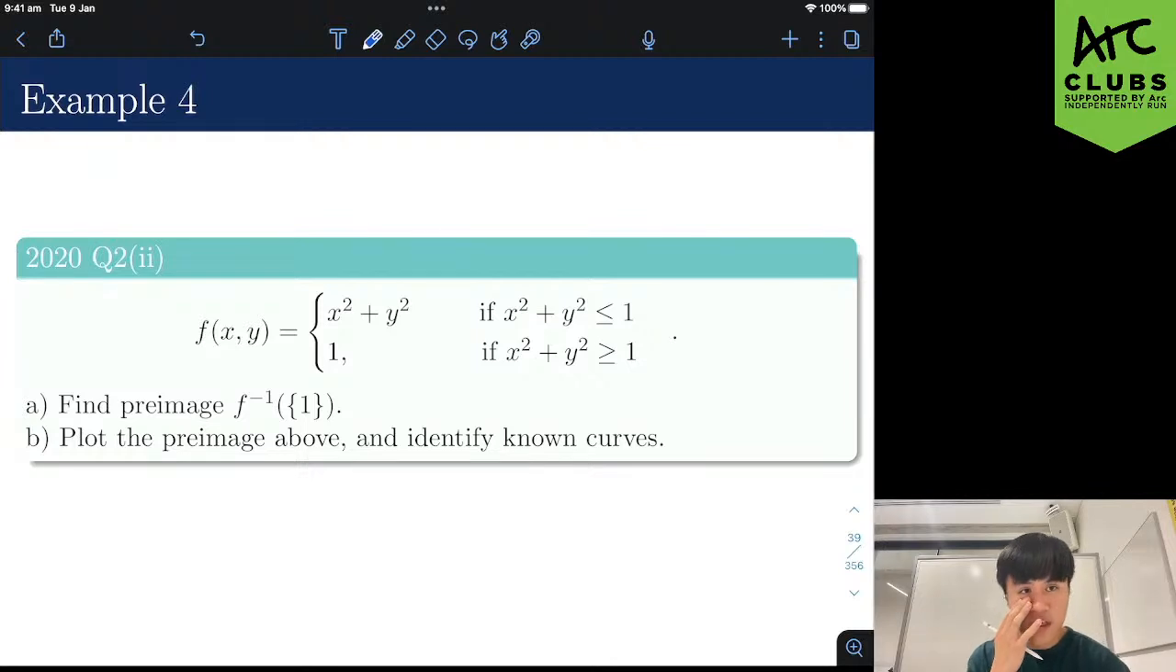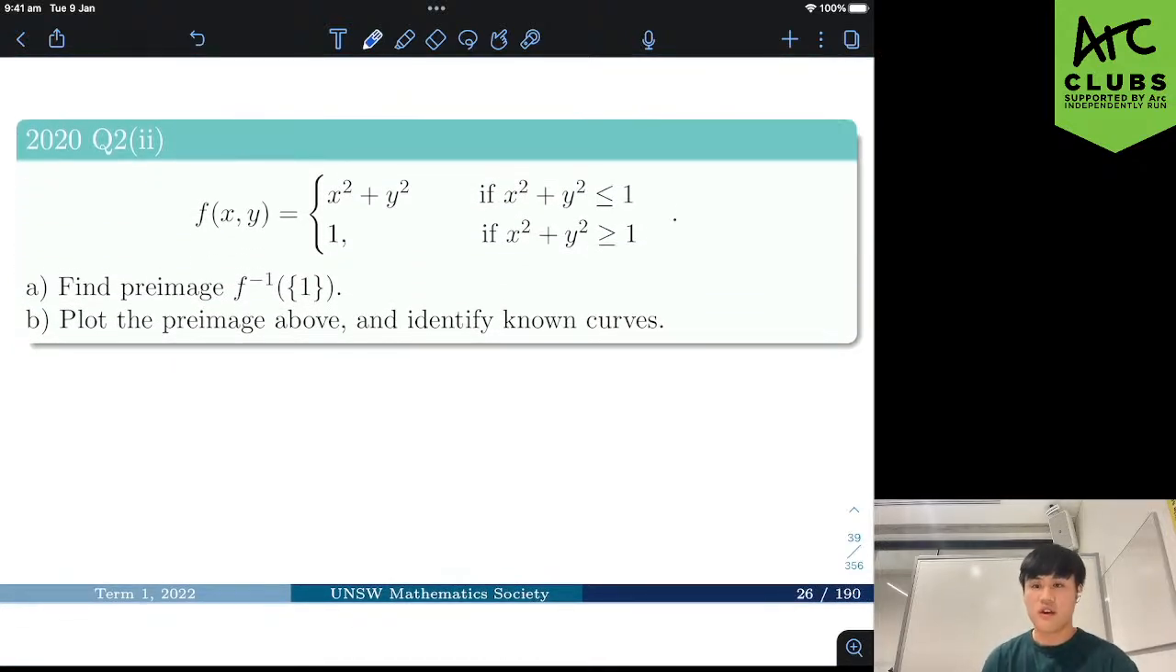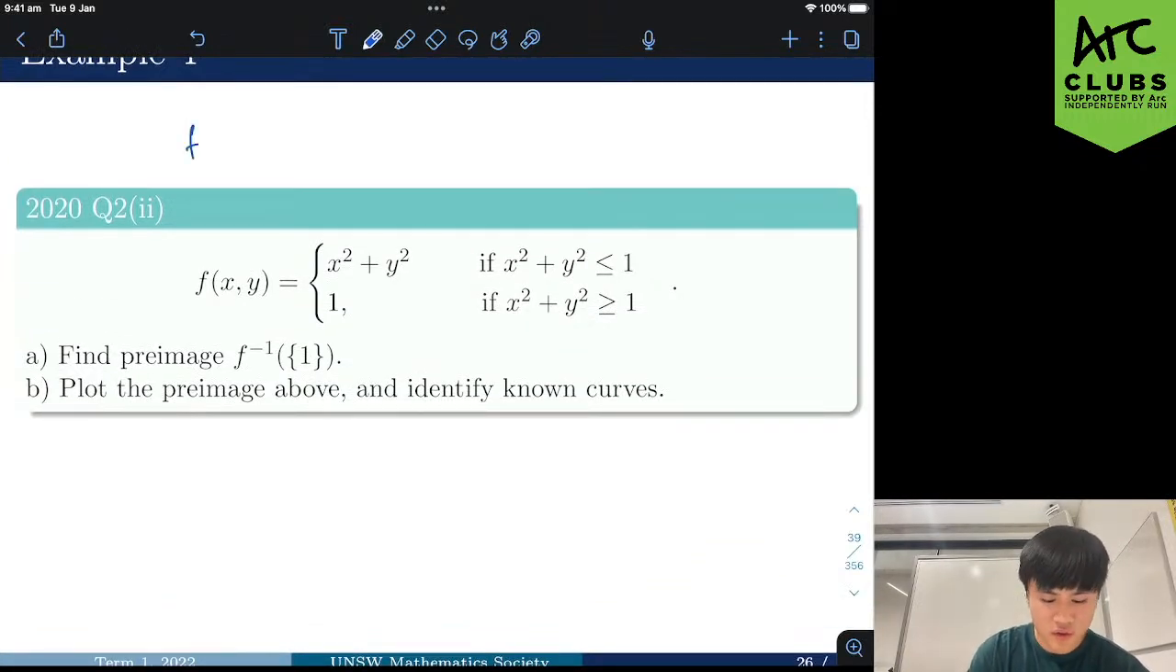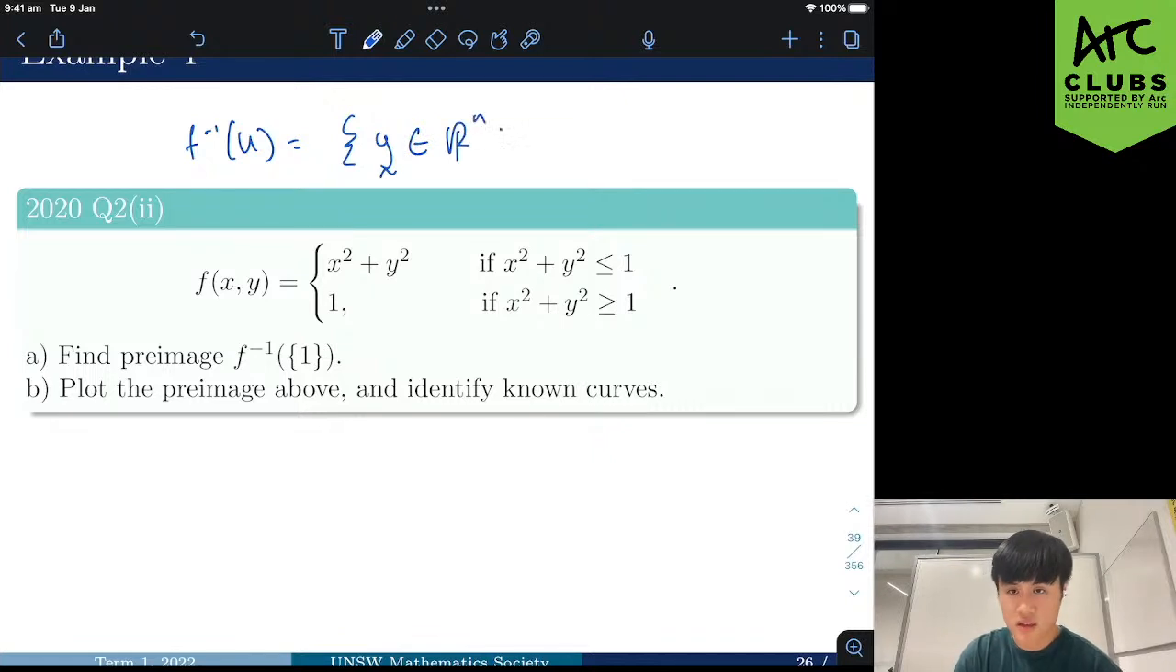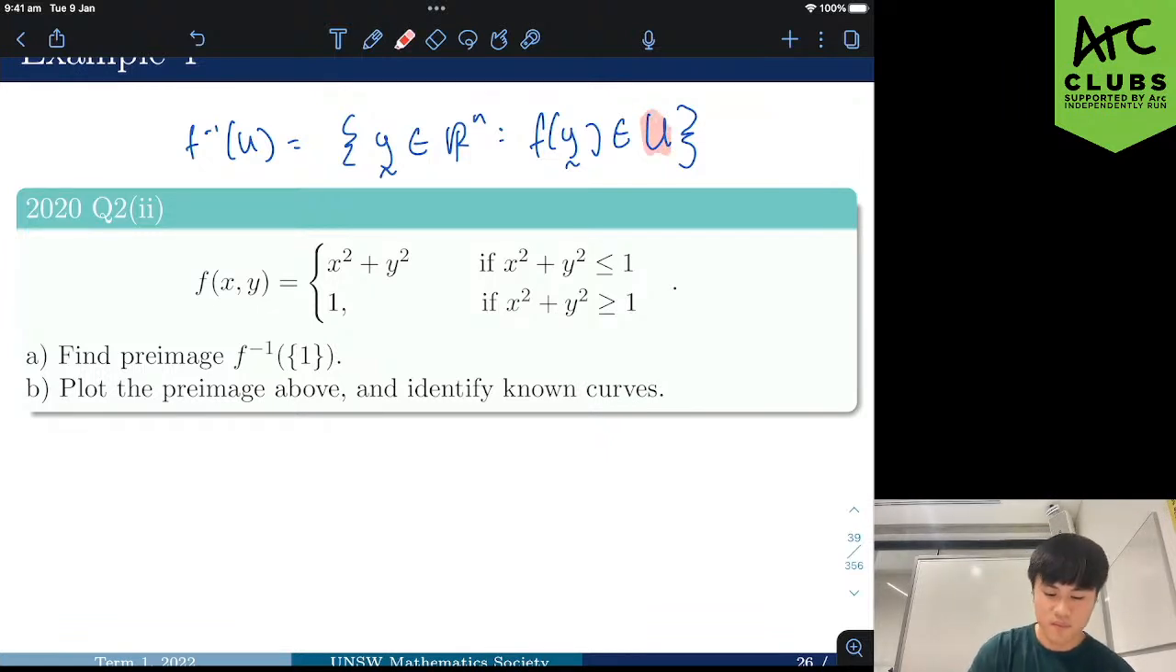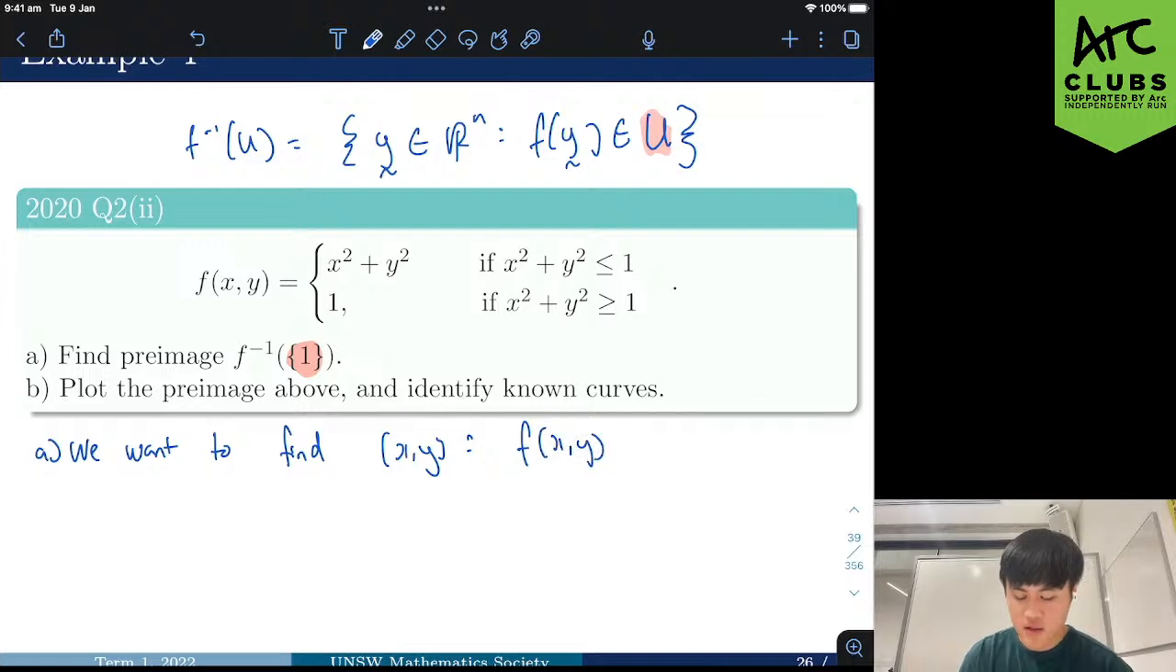So this example here is, first let's find the pre-image f inverse of 1. If we think back to the definition, the pre-image is the set of y elements of Rn such that f of y is an element of U. In this case here, U would be the set 1, and we want to find essentially the set of xy. So what we want to find is xy such that f of xy is equal to 1. That is the goal here.